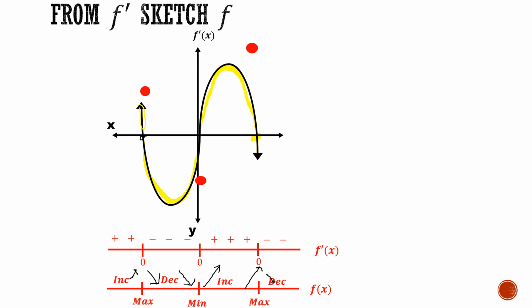All right, from there, I want to draw a curve that's increasing, then a curve that's decreasing, then a curve that's increasing, then a curve that's decreasing. So again, starting, I have an increasing curve, then a decreasing curve, then an increasing curve, then a decreasing curve. And that would be the graph of f.